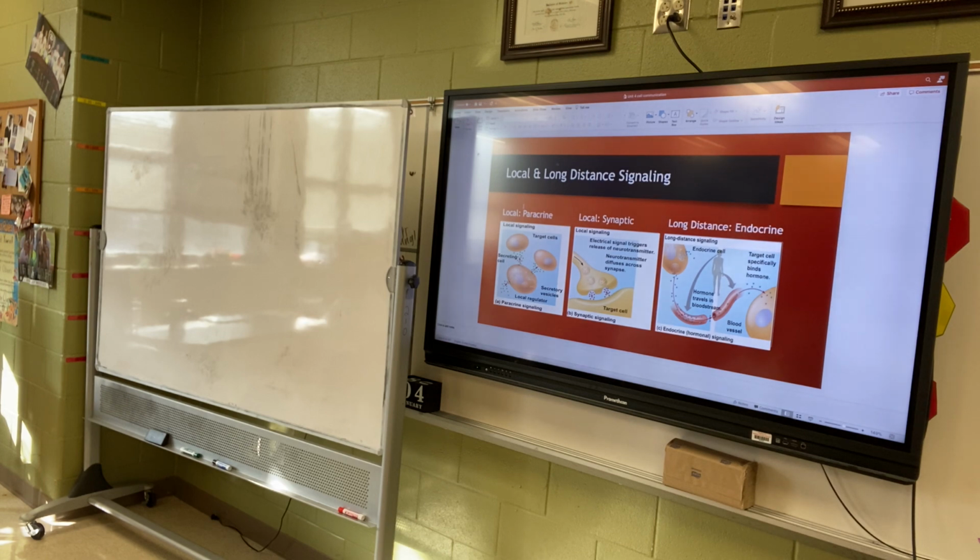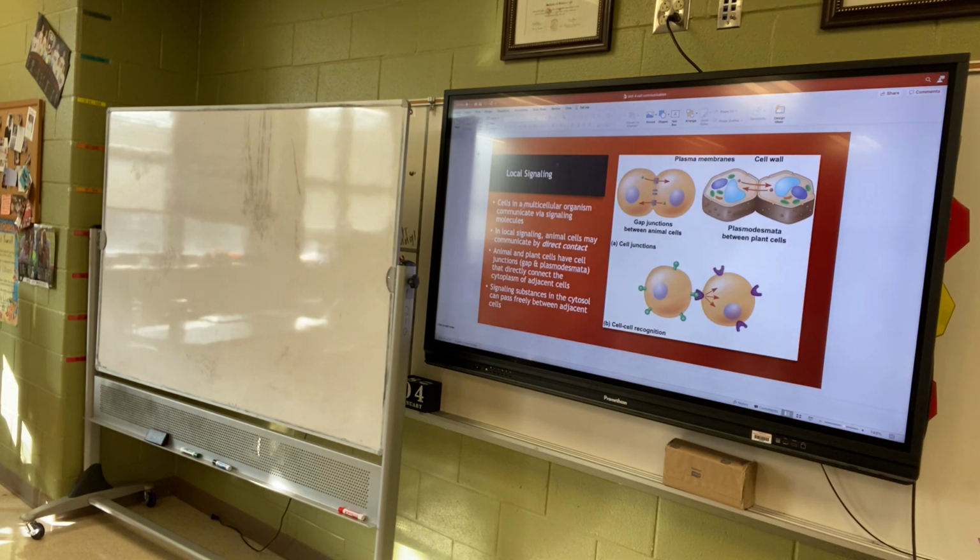With synaptic, of course, there's your nervous system, so there's going to be a release of neurotransmitters by the neurons. Those neurotransmitters can cross the gap, and then they can trigger a response in the target cell. And with long distance, we have the hormones, which use the bloodstream to travel through the body. All right, this is showing the gap junctions and the plasmodesmata in plants.